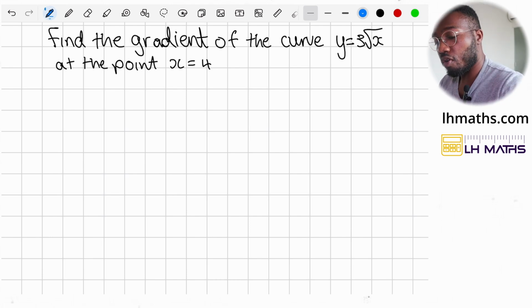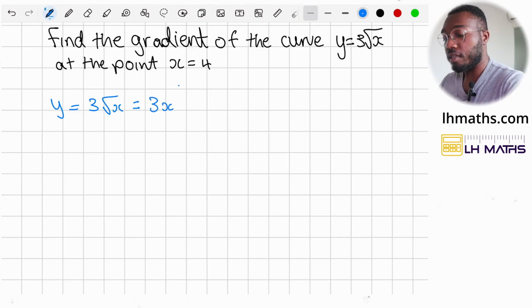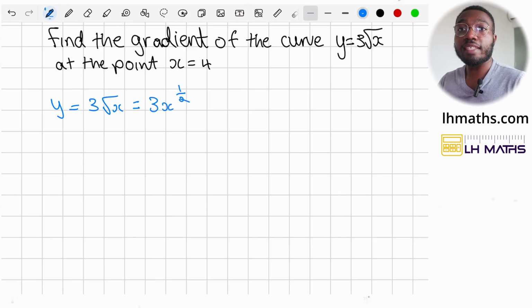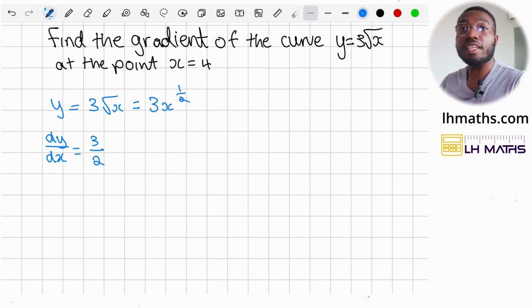So let's do that. So we have y is equal to 3 root x, okay? With this question, remember, it's always best to rewrite that square root as x to the power of a half, okay? That'll make it easier for you to differentiate. So now that we've done that, if we differentiate with respect to x, then that will be 3 times a half, which is 3 over 2. It is also best to leave your answers in fractions. It makes it a lot easier, I find, when you're solving it. So 3 over 2 x, and then a half minus 1 is minus a half.